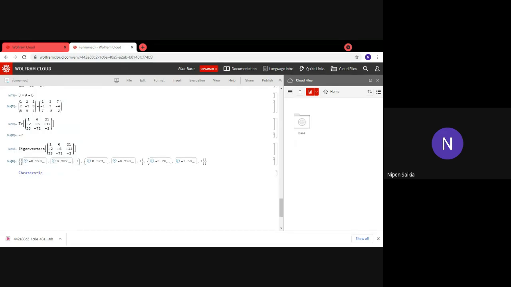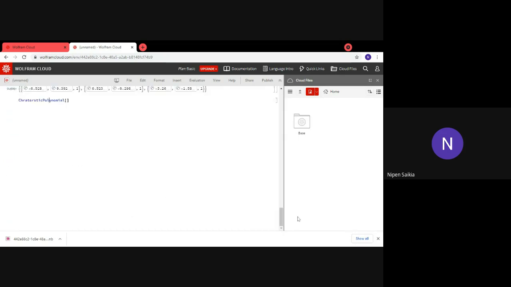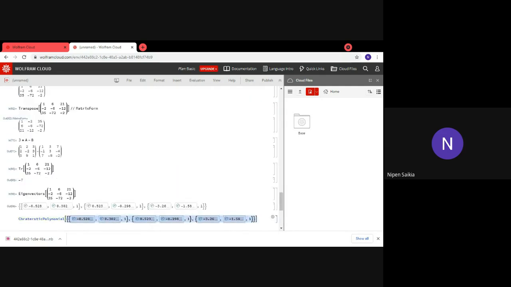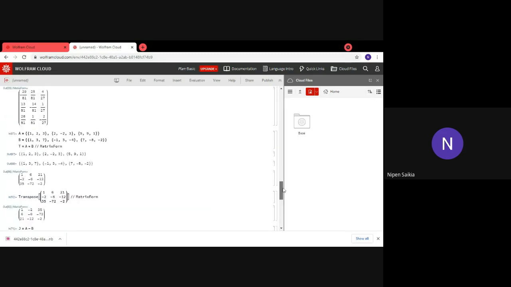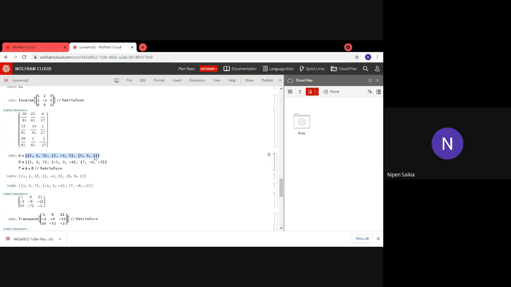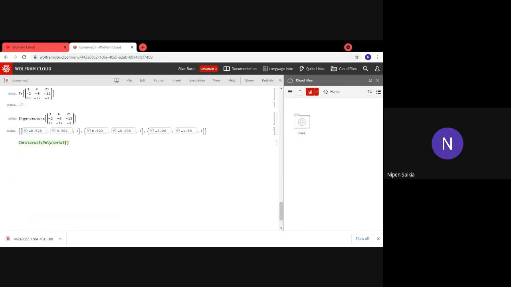Characteristic polynomial. Mistake, spelling. Characteristic polynomial of the matrix, this one. Let us write the characteristic polynomial of this matrix. Say matrix A. I will write A directly here. Take this A.